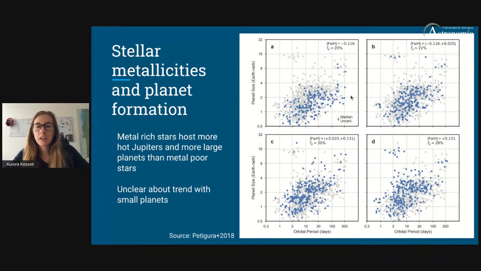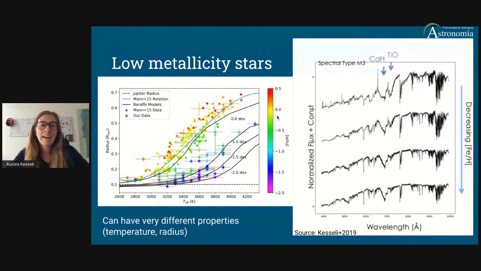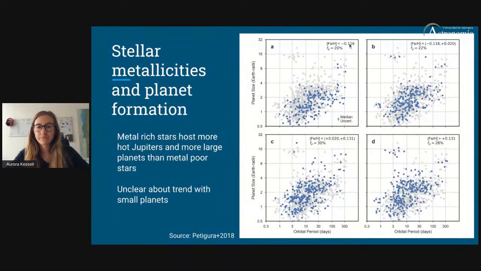So this plot up here we'll start with, and this is showing all stars. Each dot here is a star, and the blue dots are the stars that have metallicity less than -0.1. So remember, we're still way up here, and all of the stars that we're looking at are basically solar. All of these stars, we can see, have planets with radii of between 0.5 and 4 Earth radii for the most part.